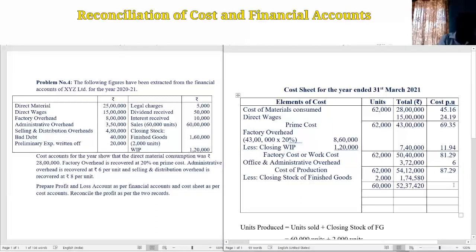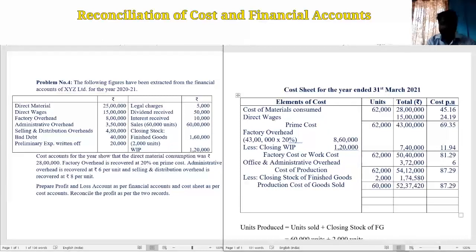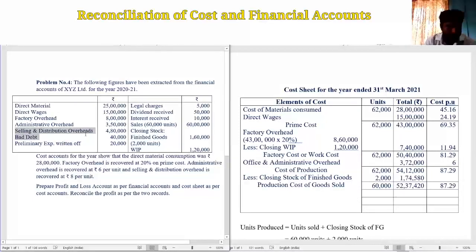Cost per unit 87.29. This is what the production cost of goods sold. Next, selling and distribution overheads. Next one is selling and distribution overheads.